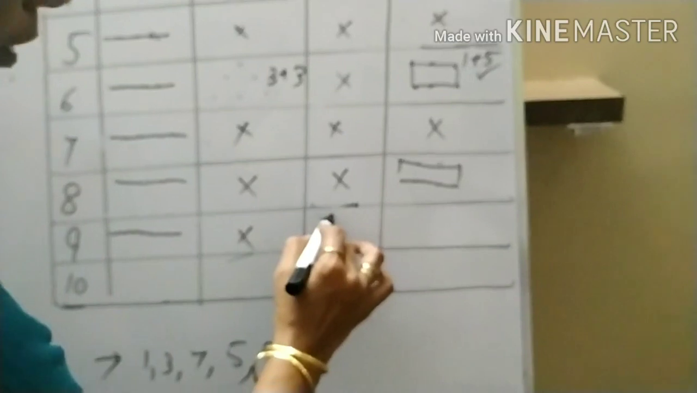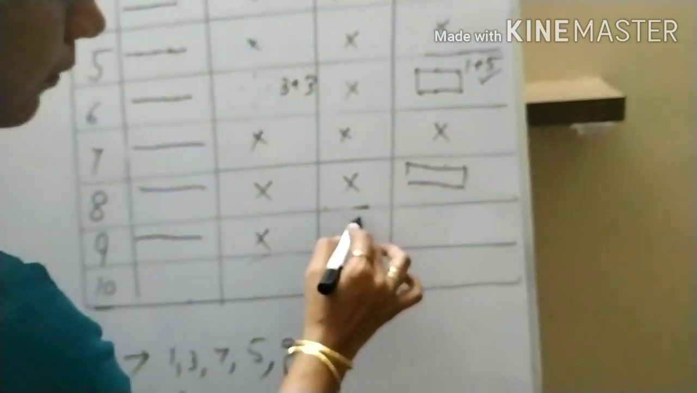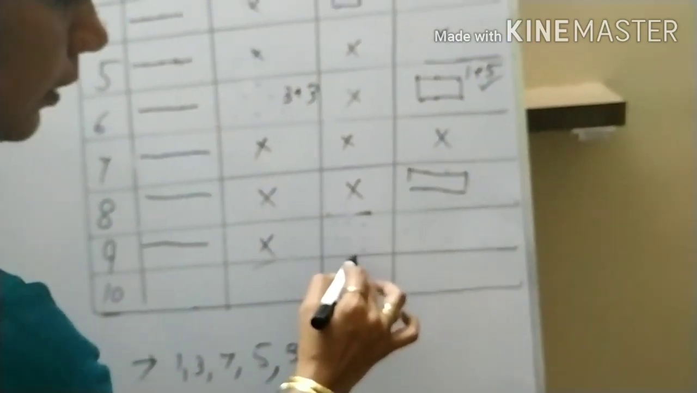Now see here 1, 2, 3, 4. 1, 2, 3, 4, 5. Remaining 2. Listen here.